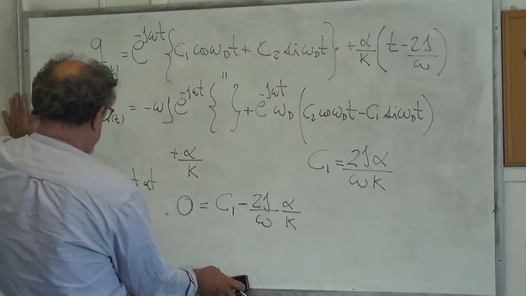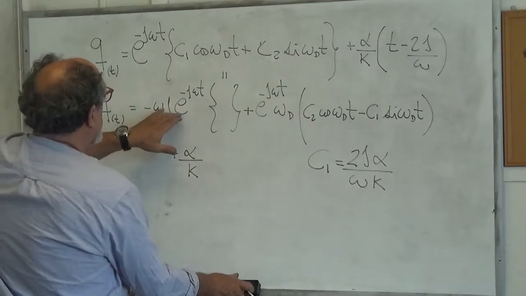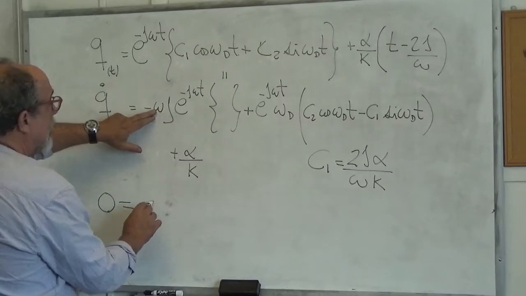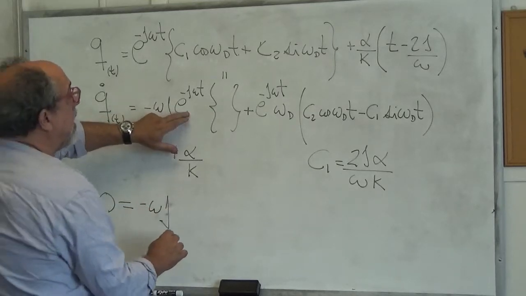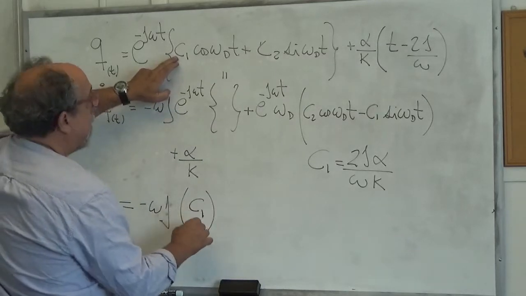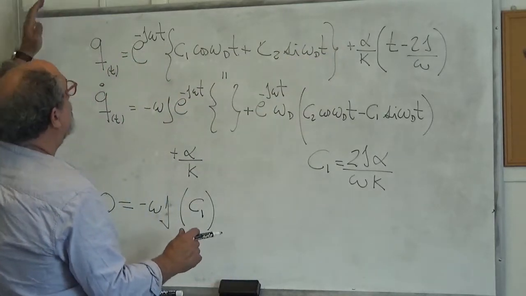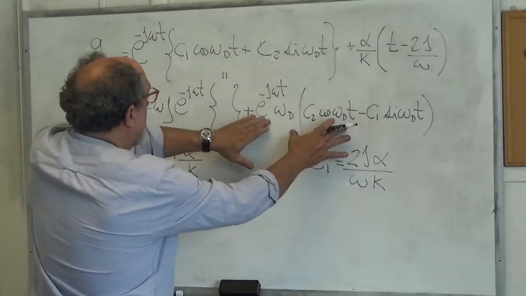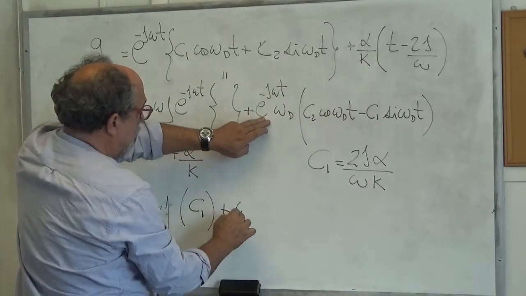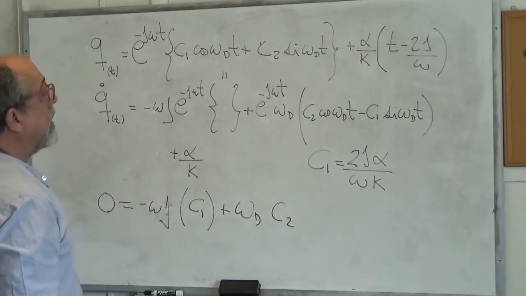And then on the second one, with velocities, we would say 0 is equal to minus omega times the damping. That's a 1. The parenthesis becomes C1, right? And then we have, again, I keep looking at this now. That was the parentheses. Then this is 1 plus omega damped, and then times C2, right?